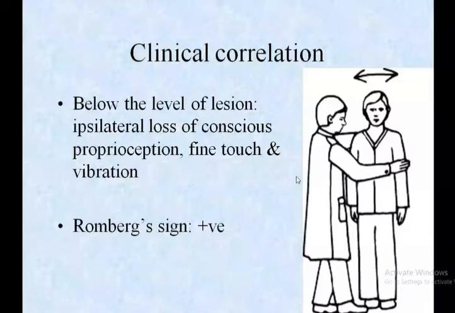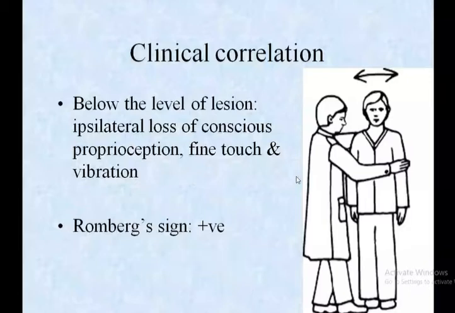Because of that, whenever the individual closes his eyes with feet together, he or she will lose balance and may fall down. So such a sign is known as Romberg sign, and that individual will have a positive Romberg sign. Okay, this is about the dorsal column pathway. So shall we move to another pathway? Let's go for the spinothalamic tract.